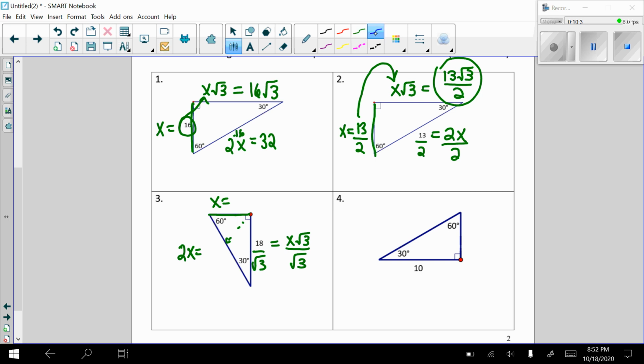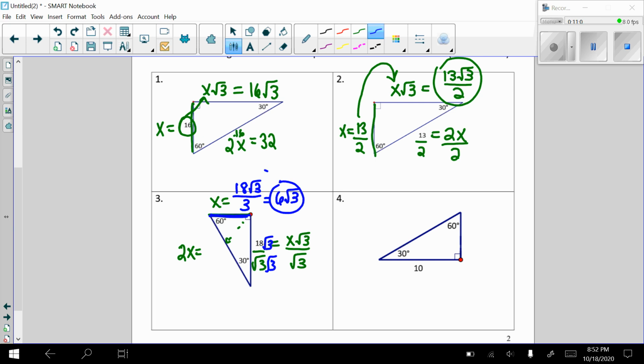We know, of course, we're not allowed to have a radical in our denominator, so we multiply by root 3 over root 3. What that does for us is it gives us 18 root 3 over 3. And you have to ask yourself, can I reduce the 18 and 3? And of course you can, so you wind up with 6 root 3 for the short side of the triangle. And that's our x value.